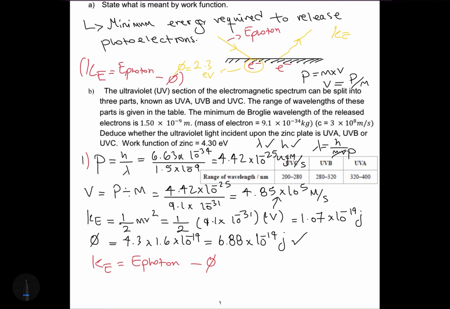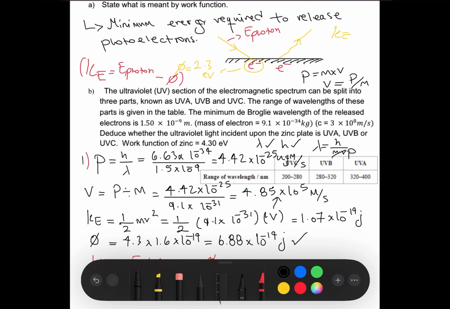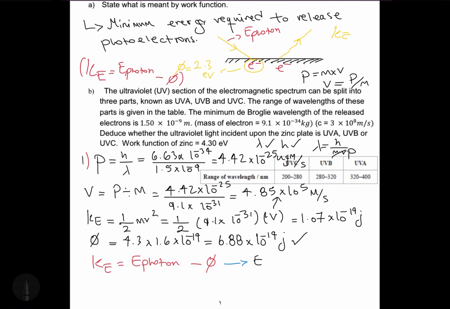So here's what we're going to do. We're going to rearrange this for the energy of the photon. The energy of the photon is going to be equal to the kinetic energy of the particle plus the work function. If you take phi to the other side, it becomes positive. So the energy of the photon of light is going to be equal to the kinetic energy, plus 6.88 times 10 to the power of minus 19.